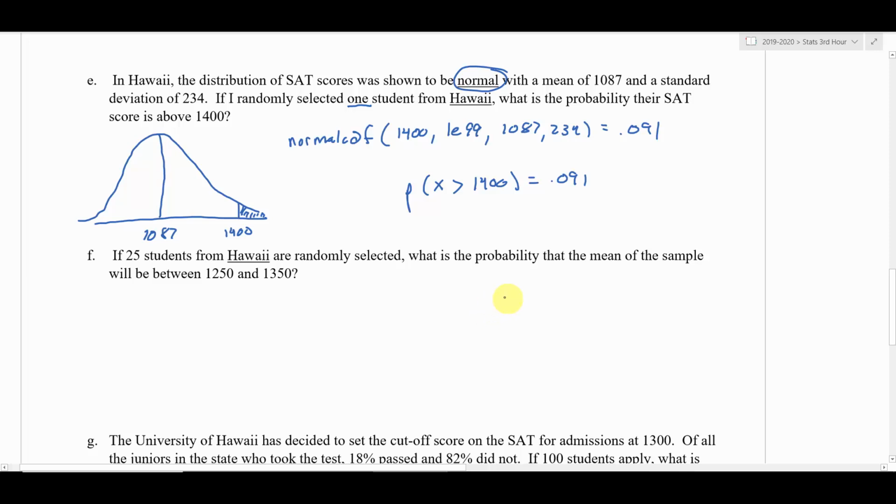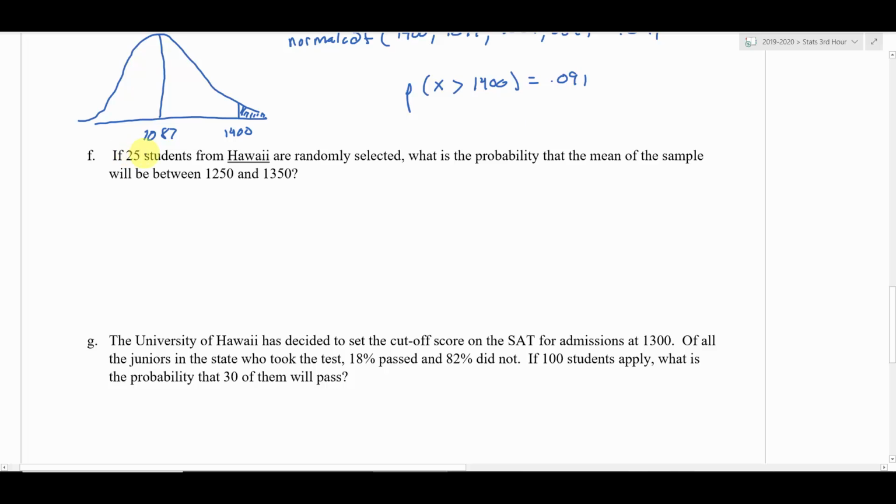Okay, so let's try it again. Let's do F. Here it says 25 students, so they're taking a sample of 25 students. So we're going to be working with a sampling distribution here. I noticed that right away. From Hawaii are randomly selected. What is the probability that the mean of the sample will be between 1250 and 1350?